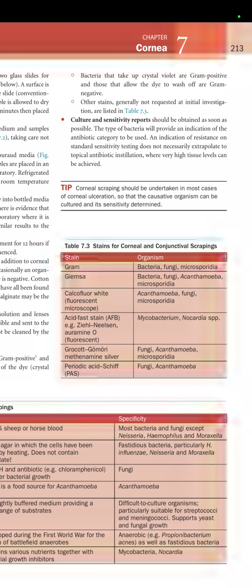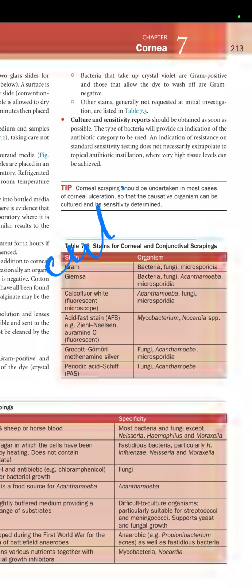The type of bacteria will provide an indication of antibiotic category to be used. An indication of resistance on standard sensitivity testing does not necessarily extrapolate to topical antibiotic installation where very high tissue level can be achieved. So basically what is he saying?